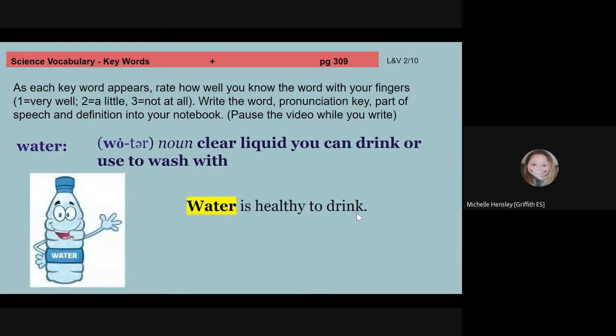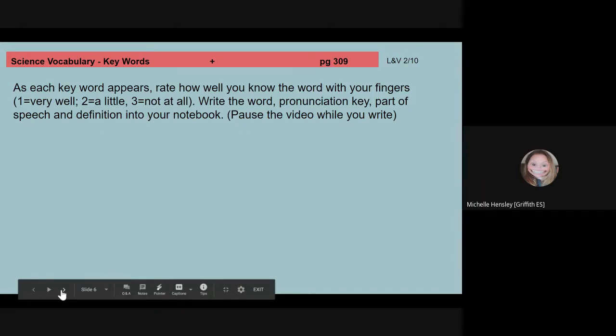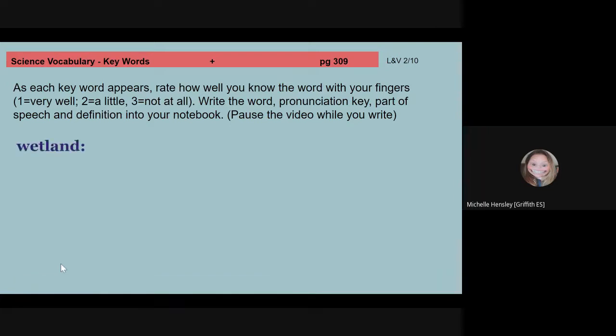Water is healthy to drink, right? Our bodies are made up of a lot of water. So if you want to stay healthy, drink lots of water to replenish it. Water. Let's move on to our next word. Pause if you need more time. Our next word is wetland.